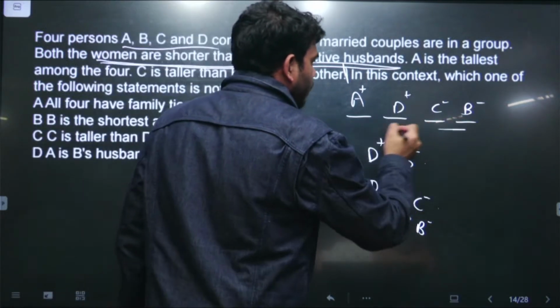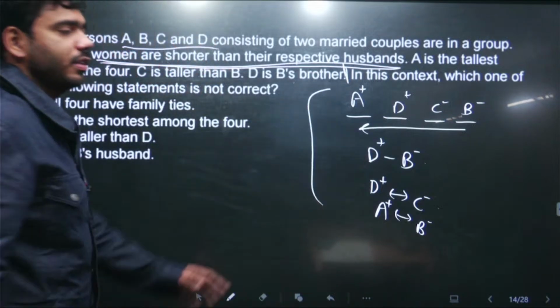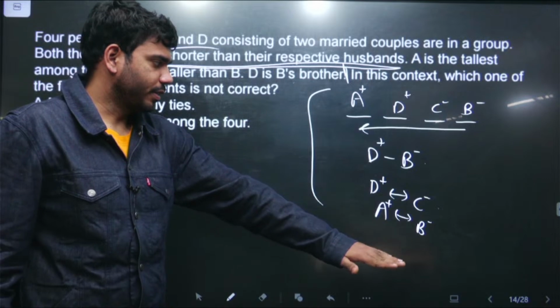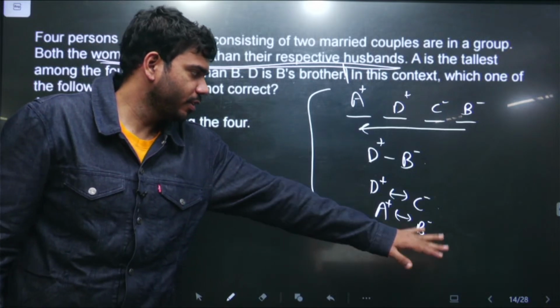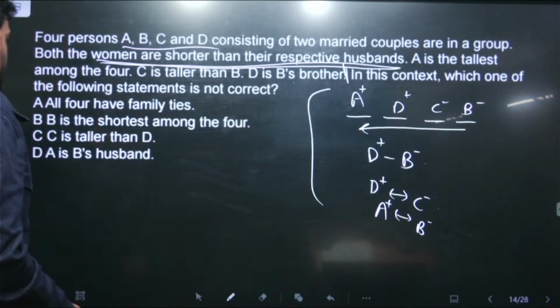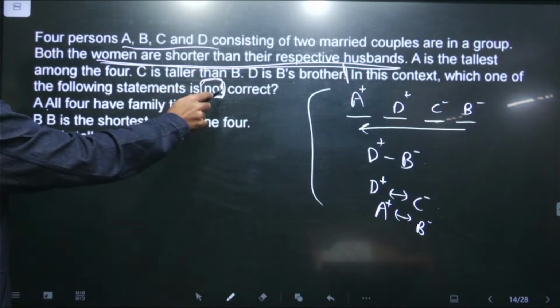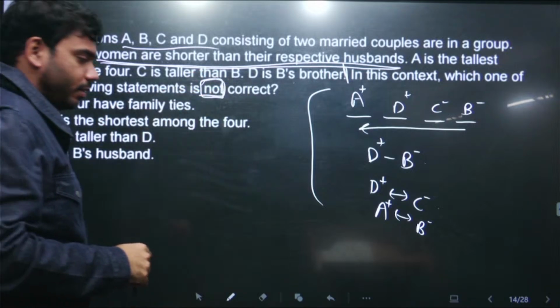This is the order of their height. ये सब हमको पता चल गया अब. This is the order of their height, and these are the relations. He is male, he is husband, she is wife, he is husband, she is wife, and both of them are siblings, brother and sister. Now they are saying कि which of the following statements is not correct. Be very careful. Here he is asking which of the following statements is not correct.